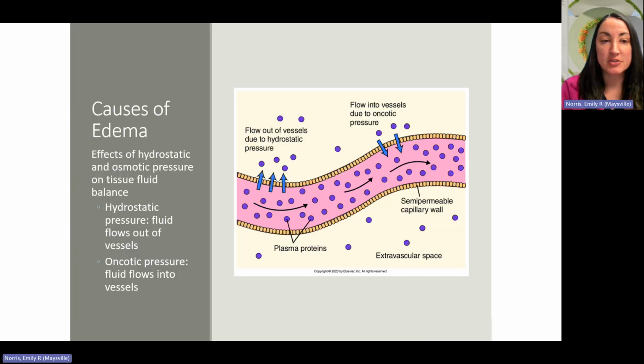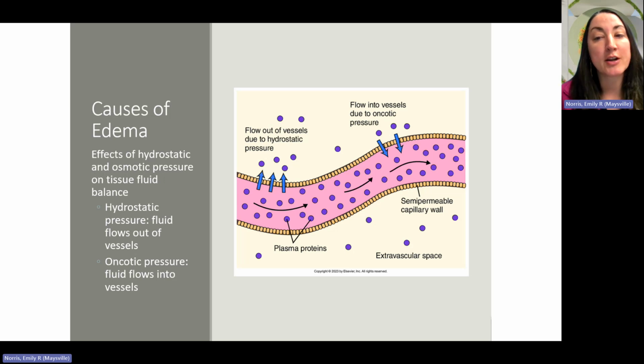So osmotic and hydrostatic pressure. So hydrostatic pressure pushes fluid out of the vessels. Oncotic pressure pushes fluid into the vessels. So the fluid and proteins that are flowing out of the vessels are pushed through hydrostatic pressure, but they are called lymph. Once it's outside of the vessels, that is called lymph. That fluid and the proteins outside of the vessels is lymph.